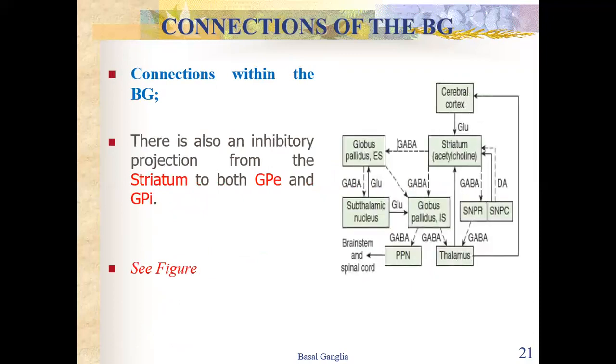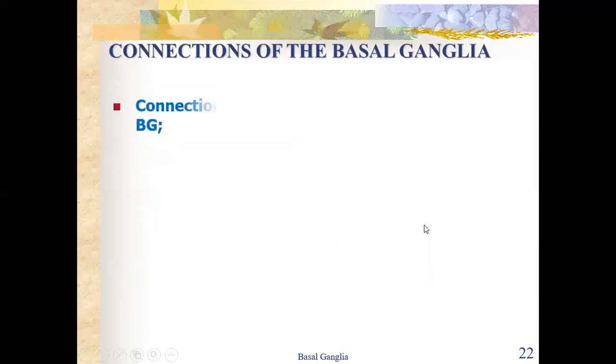Still on the connections, there is also an inhibitory projection from the striatum to the globus pallidus external segment. There is an inhibitory projection via GABAergic neurons also to the globus pallidus internal segment. So you can see GABAergic neurons projecting from the striatum, which is made up of the caudate nucleus and the putamen, to the globus pallidus external and the globus pallidus internal segment. That is also connections within.